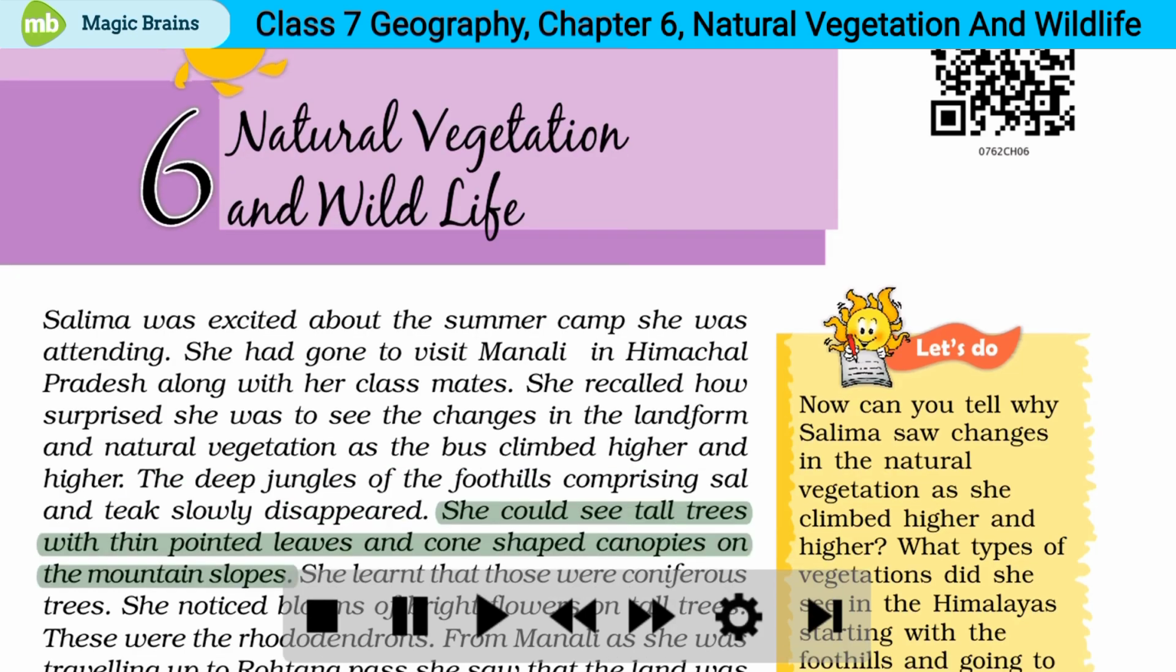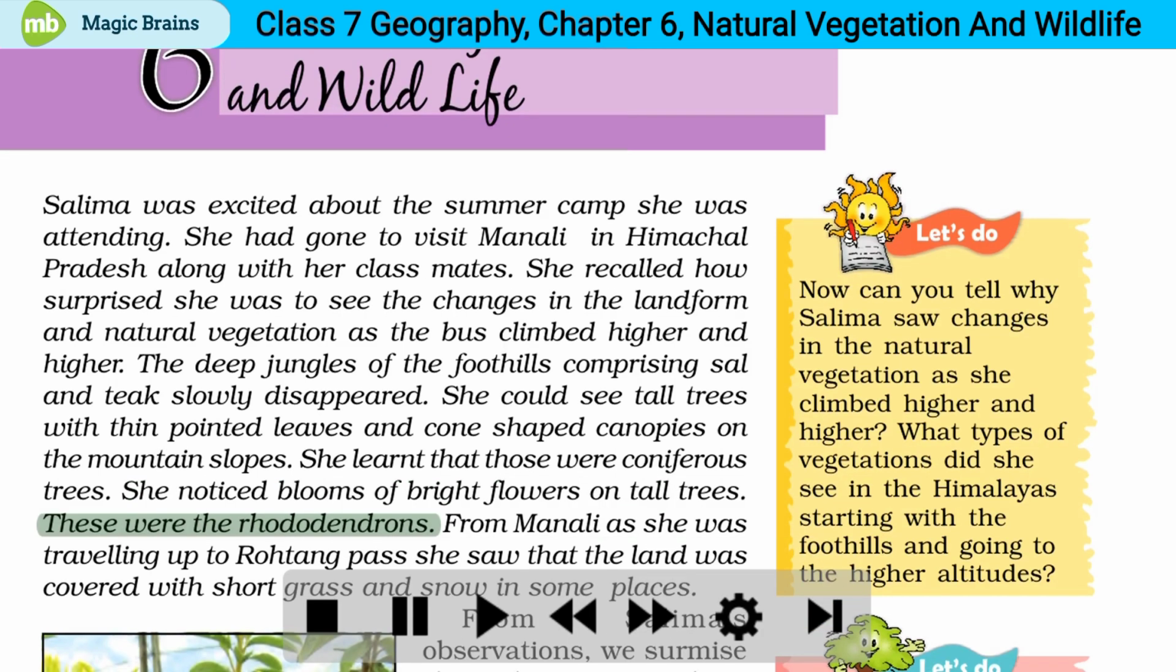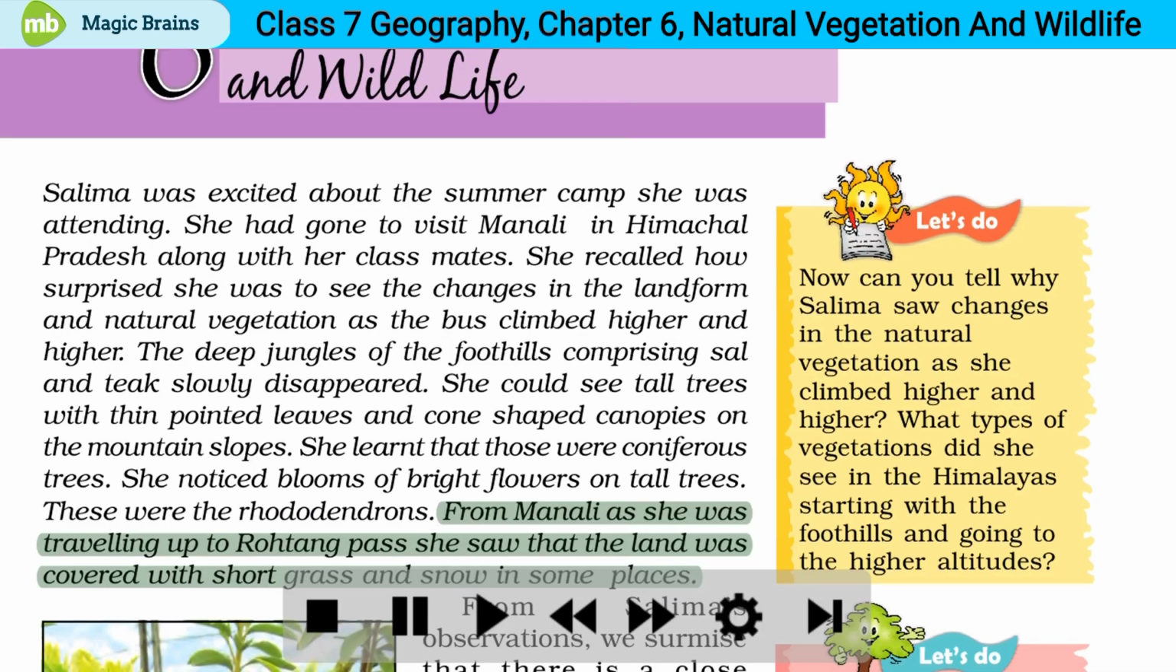She could see tall trees with thin, pointed leaves and cone-shaped canopies on the mountain slopes. She learned that those were coniferous trees. She noticed blooms of bright flowers on tall trees. These were the rhododendrons. From Manali, as she was traveling up to Rohtang Pass, she saw that the land was covered with short grass and snow in some places.